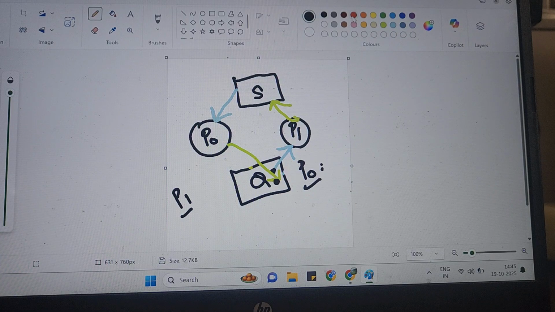Let me change the color. Okay, so now P1, Q was already allocated. S, it is waiting for. P1 wants S, but you have only one copy of S, which is with P0. So P1 has only Q. Look at P0. S was already allocated. Q type also it is having now because there's another copy that is being given. So P0 has everything it wants. So P0 will finish working. So ultimately, if you see, there is no deadlock here.